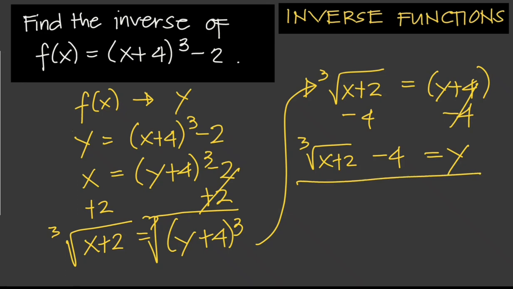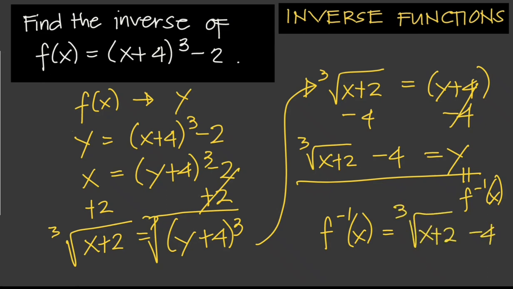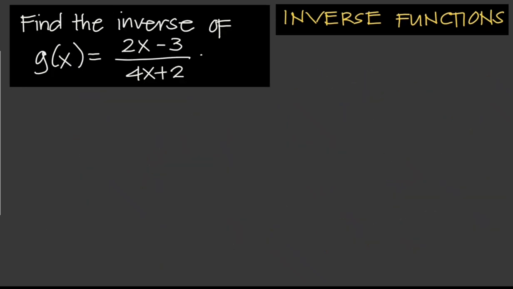And then we replace y with f inverse of x. So the inverse of the function, f inverse of x, is just equal to cube root of x plus 2 minus 4. Okay, let's try another problem here. So find the inverse of g of x equals 2x minus 3 over 4x plus 2.